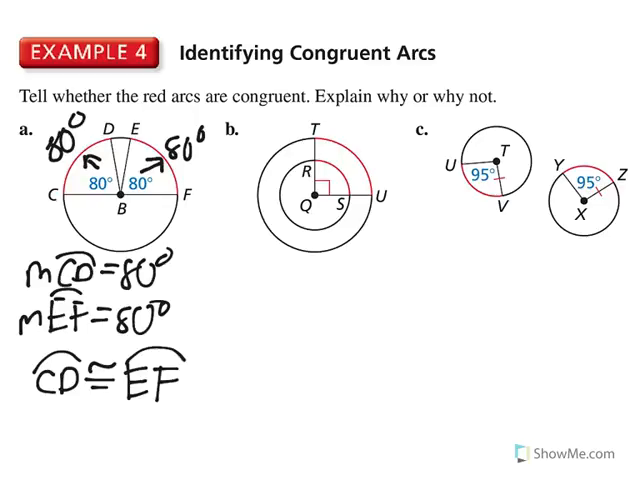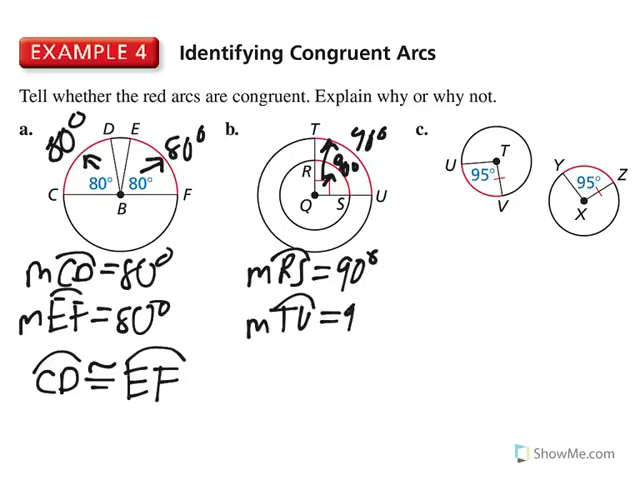In example B, we have this 90-degree angle here, so that means this one would be 90 degrees. And so would, going all the way out to the outside, this one is going to be 90 degrees. So I have the measure of RS is going to be 90. The measure of arc TU is going to be 90. But are the arcs congruent? In this case, no. They're not going to be congruent. So RS, I'm going to say, is not congruent, I'm putting a line through it, with TU.